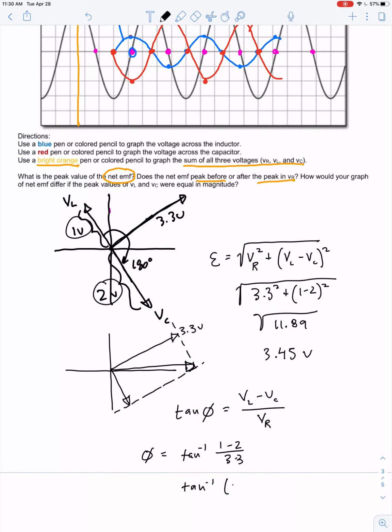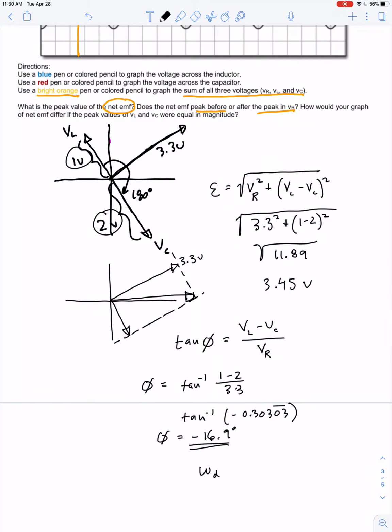So this is inverse tangent of negative 0.30303, on and on. And that gives us a phase angle of roughly negative 16.9 degrees. Okay, so when the phase angle is negative, that means that the driving frequency is below the resonant frequency. If the phase angle had been positive, that means our driving frequency is greater than the resonant frequency. And of course, if the phase angle equals 0, then that means the driving frequency is the resonant frequency.